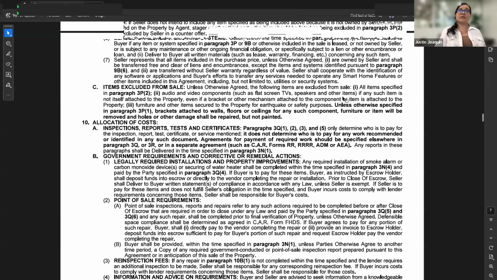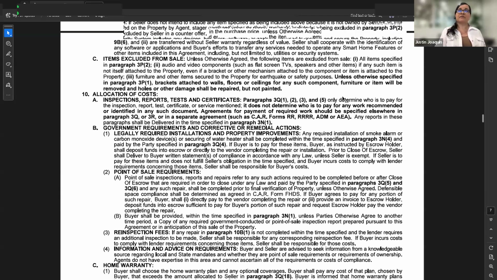Items excluded from the sale, C, flat screens, speakers, even if they're anchored or with a bracket. Just the bracket, just that alone, just because it's a TV or a speaker, don't assume that it's included. Then it says in bold, unless otherwise specified in paragraph 3P1, brackets attached to the walls, floors, or ceilings for any such component, furniture, or item will be removed and holes or other damage shall be repaired.